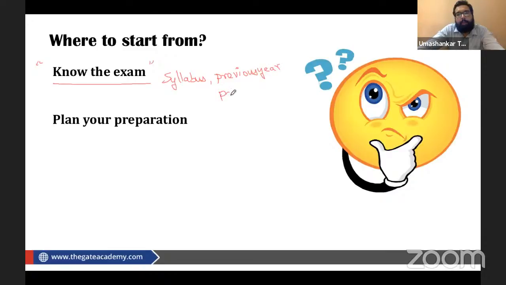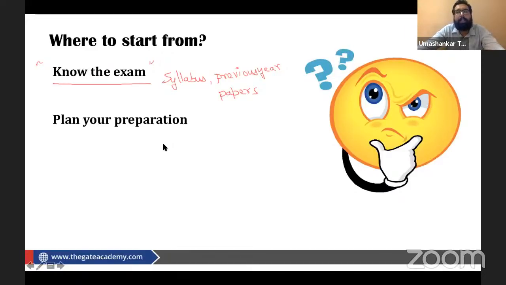Whenever you start preparing for any examination, always, first of all, take a day to analyze the syllabus and previous year papers. Because if you do that, you will be able to make the plan for your preparation. Then only you will be able to make the plan for your preparation.